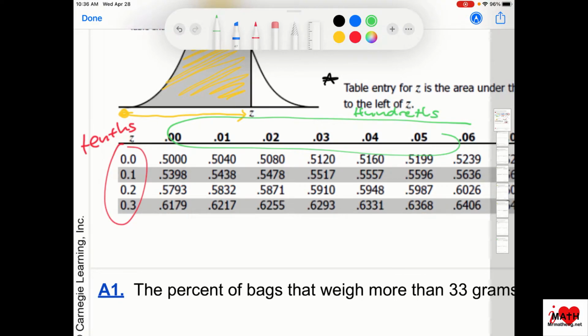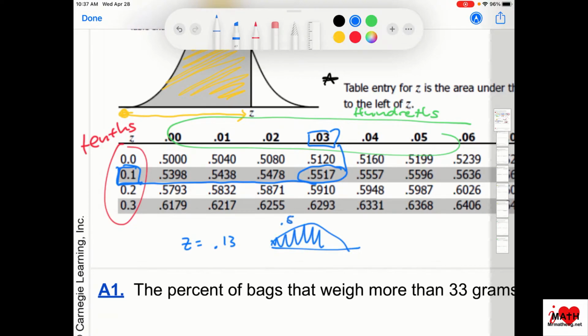So to give you an example, in blue, let's just say I want a z-score of 0.13. This would be 0.10, and this would be 0.03, because if you add those together you get 0.13, and so you come down here, and that would be the value. Z equals 0.13 would give me a shaded region. That shaded region would be 55%.